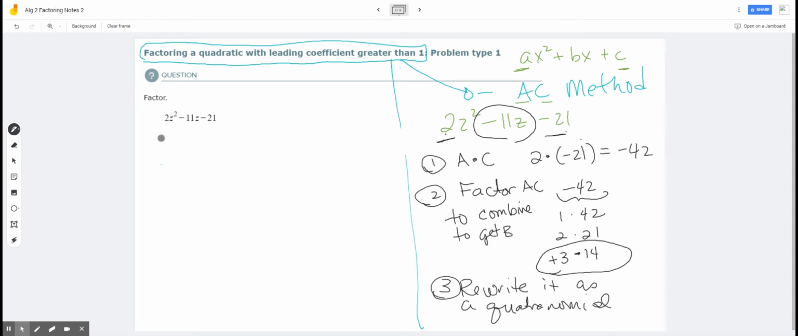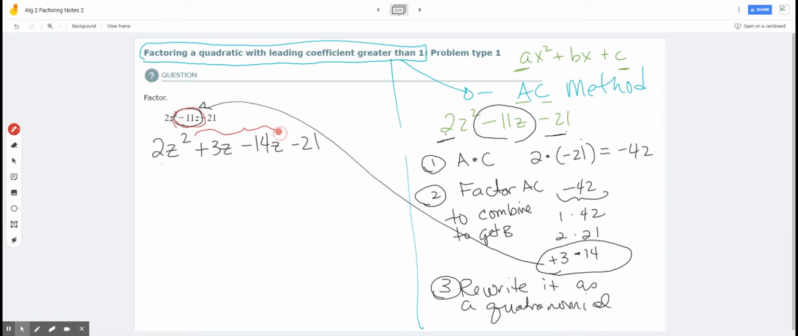Okay, you're basically going to write these two. So you're going to rewrite it like this: 2z squared. And instead of putting 11z, this is the literal trick of this whole method. You are going to put these two numbers. You're going to put plus 3z minus 14z minus 21. Do you see what we literally just did? We split up 11z into two numbers that were factors of that other AC.